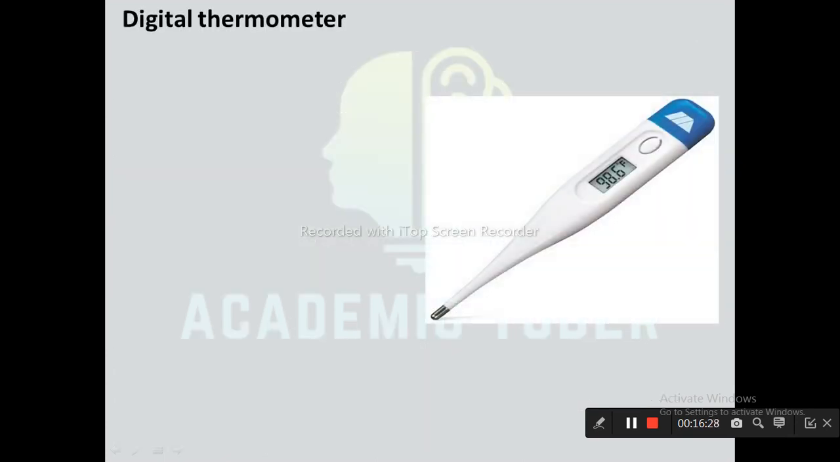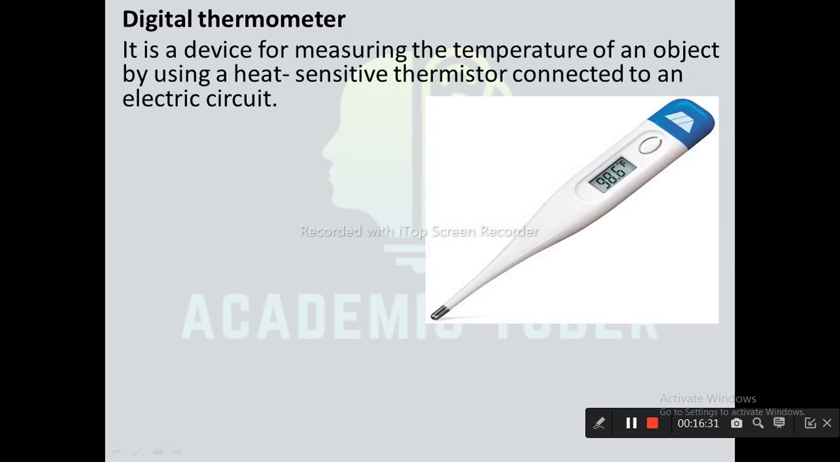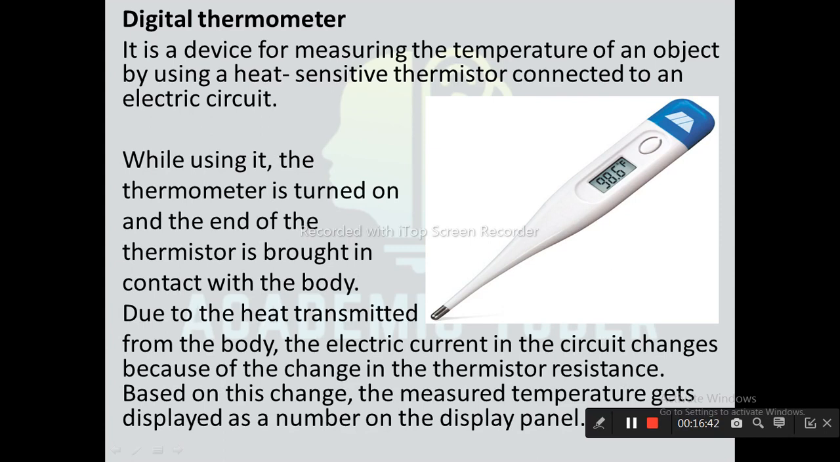Next one is digital thermometer. It is a device for measuring the temperature of an object by using a heat-sensitive thermistor connected to an electric circuit. While using digital thermometer, the thermometer is turned on and the end of the thermistor is brought in contact with the body. Due to the heat transmitted from the body, the electric current in the circuit changes because of the change in the thermistor resistance. Based on this change, the measured temperature gets displayed as a number on the display panel.